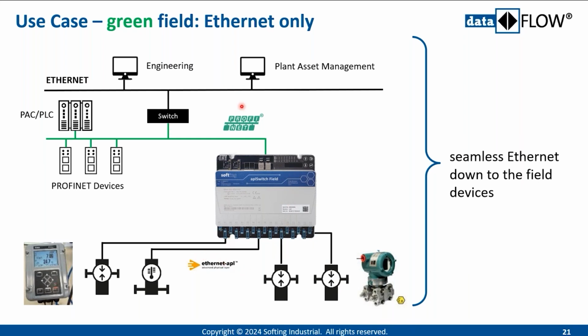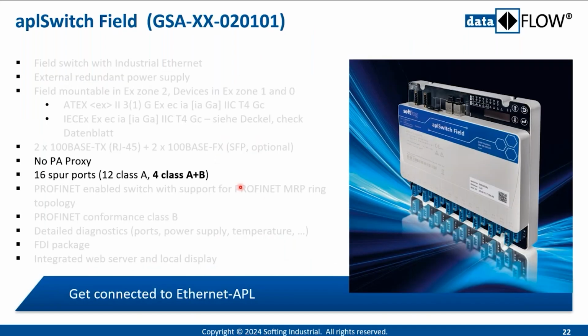So here, Ethernet-APL. Here Profinet runs over the switch and over the devices. For the second one, I'll just show you the difference: there's no APL proxy involved. So it's also a little bit cheaper, and on the 16 spurs we have 12 class A, which is 0.553 watts.